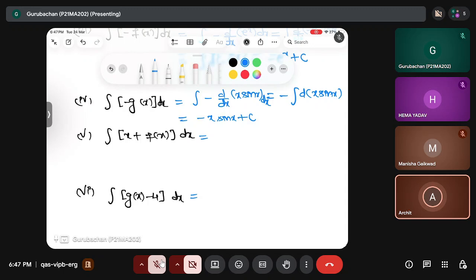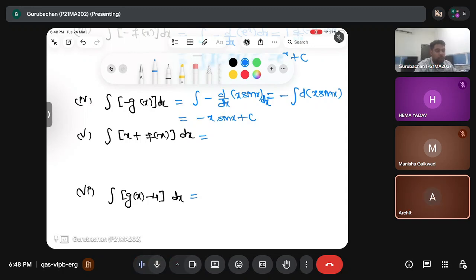Sir, x square by 2 plus e power x plus constant. Okay, what about the next one? Sir, x sin x minus 4x plus constant.